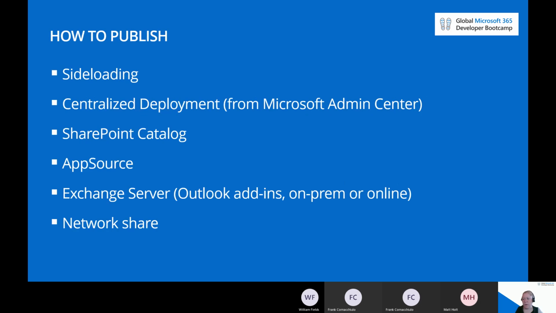All right, make sure you know how to publish, whether you use centralized deployment to push out to all users' Office apps from a central admin. Know how to sideload it when you're doing testing. Know how to deploy it from the SharePoint app catalog. AppSource if you're publishing it for general consumption in the marketplace. And then specifically for Exchange Server, if you're dealing with these Outlook add-ins, they can be deployed from on-prem or online and from a network share.